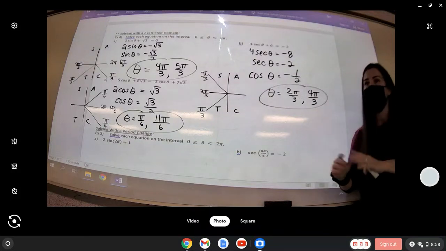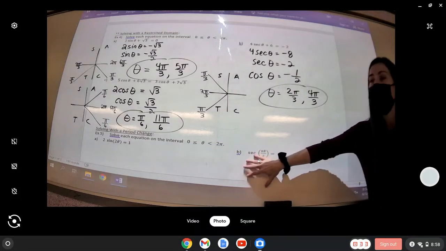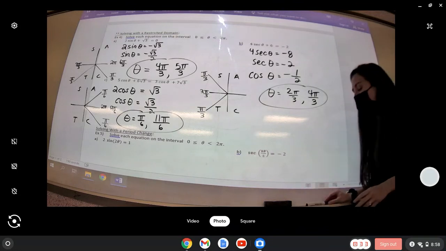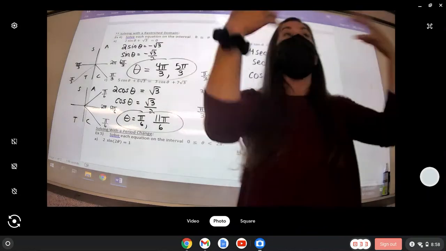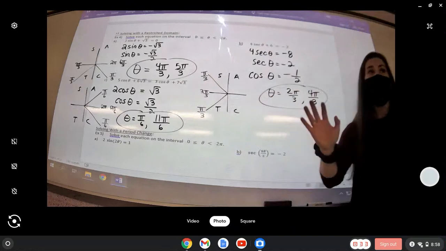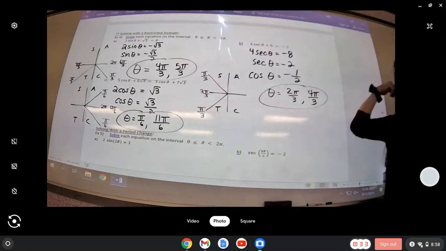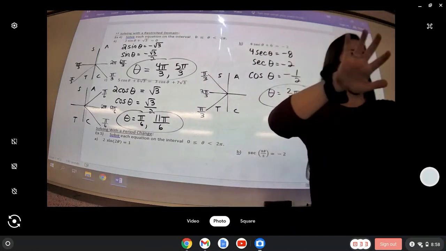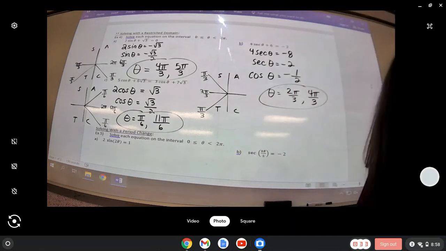All right, so guys, I'm going to stop there. I'm not going to get to the ones that have a period change yet. So right now, you're either solving trig equations with a restricted domain 0 to 2 pi or without a restricted domain. Are you guys okay? Is everybody okay here? Okay. At home, we're all right?